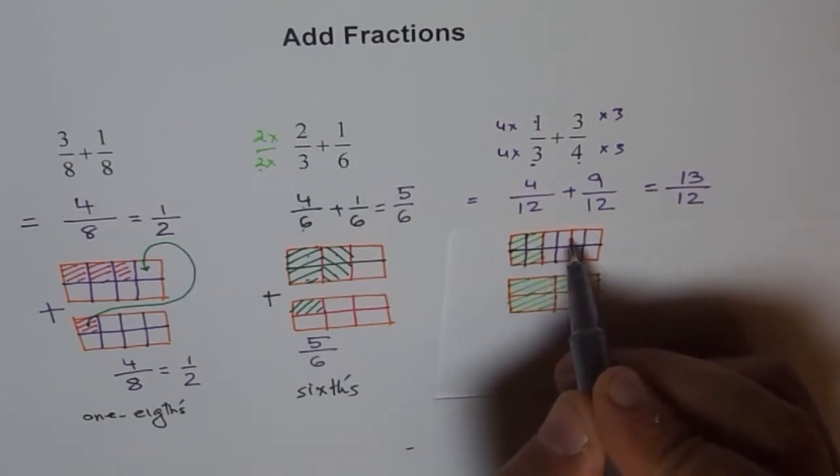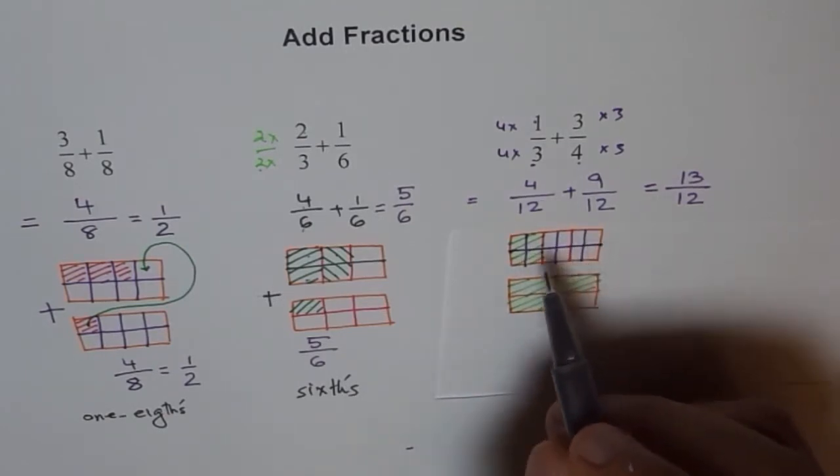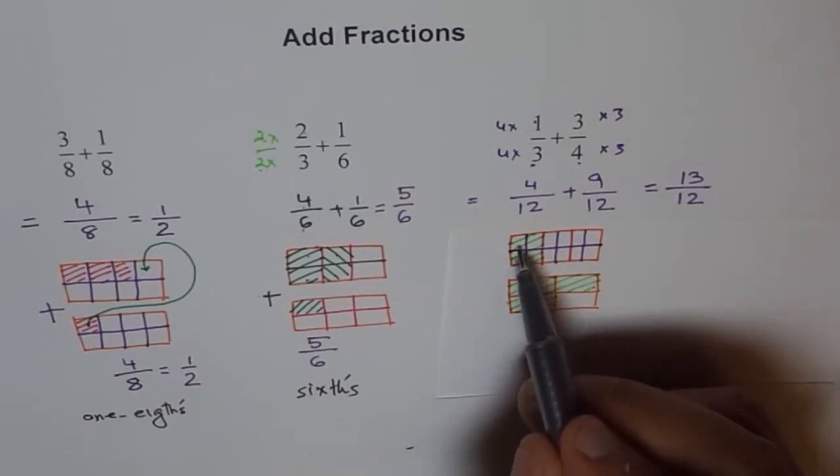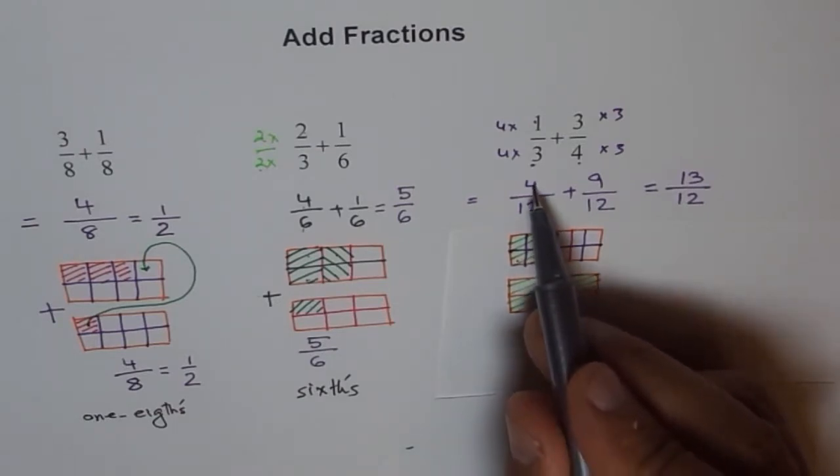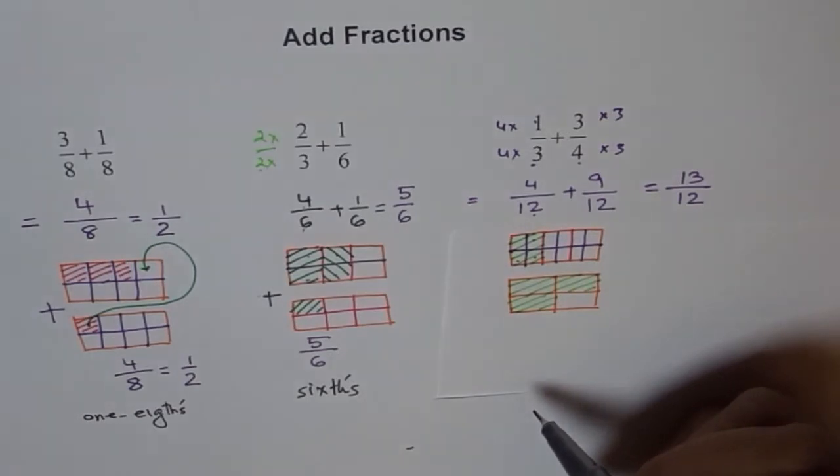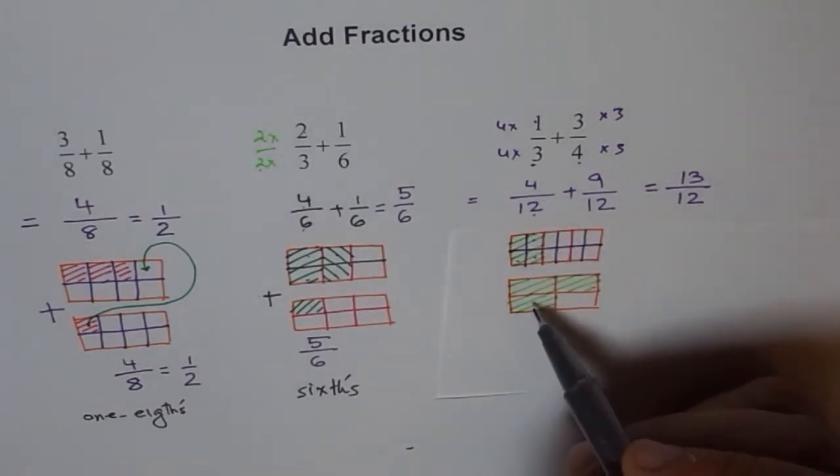So I have 12. Do you see that? So out of these 12, how many are shaded? So 1, 2, 3, 4. 4 out of 12 is shaded. Do you see that equivalent fraction? That is how it is, right?